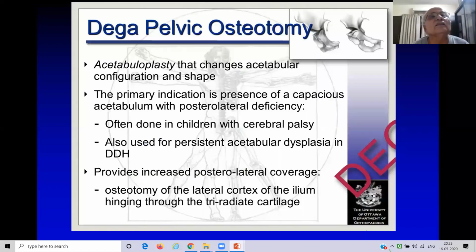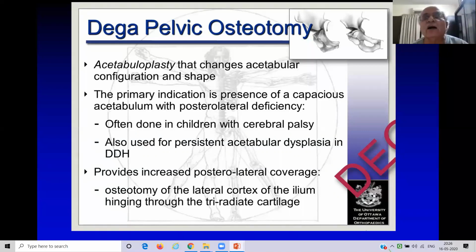The Dega osteotomy is a pelvic osteotomy. It's an acetabuloplasty, again like a Pemberton acetabuloplasty, but with a slight difference. The primary indication is the presence of a deficient acetabulum with posterolateral deficiency. We were talking about Pemberton being anterolateral. This is posterolateral. That is the only major difference. And it can be done often in cerebral palsy because you are correcting the posterior side, which Pemberton and Salter were not allowing.